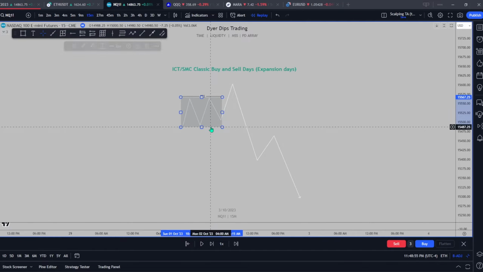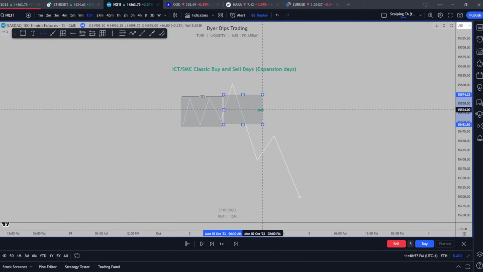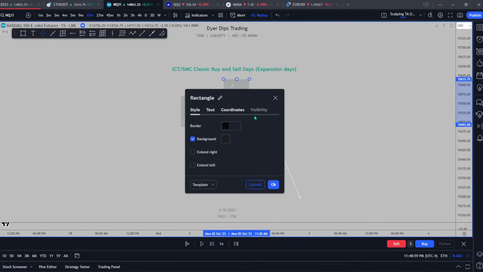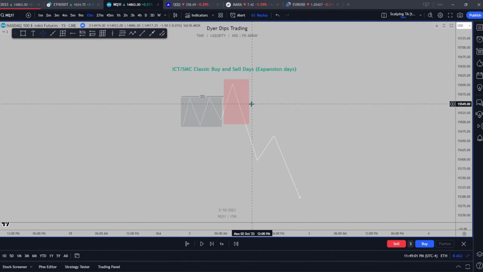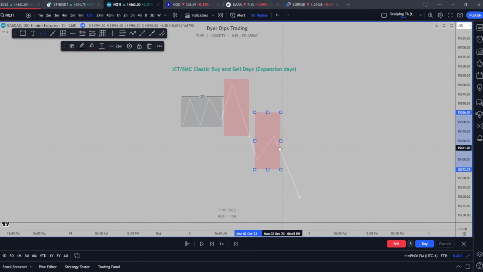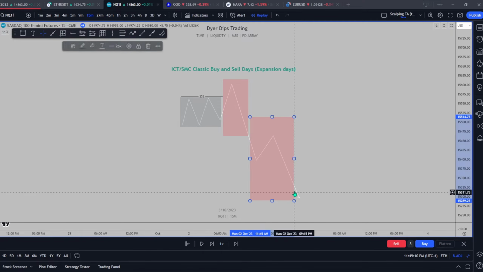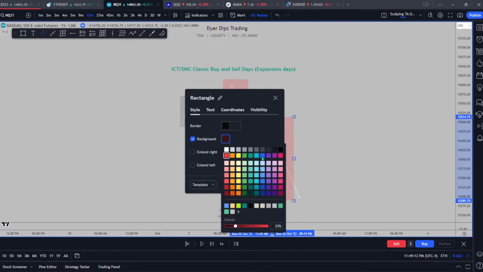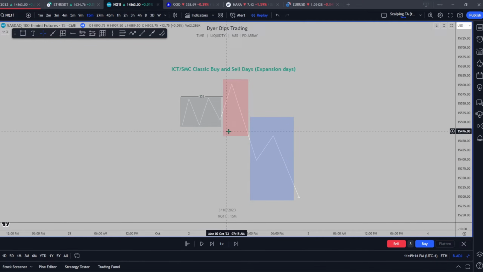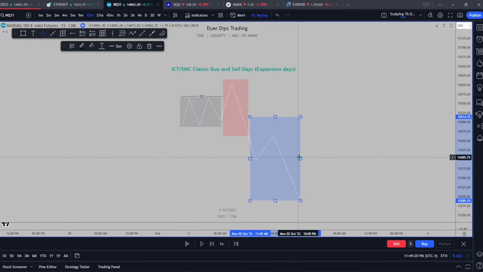So if this is our Asian session here, this gray box, we then have this London session manipulation here, and then that's followed up by our New York session, which is going to be our continuation model or structure down here. So this would be our A, our M, and our D. So our Asian session is our accumulation, London session is our manipulation or Judas swing, and then New York session is going to be our expansion or our distribution phase.